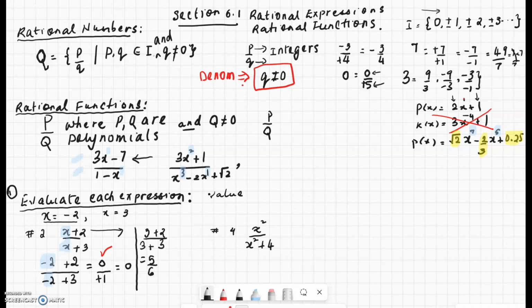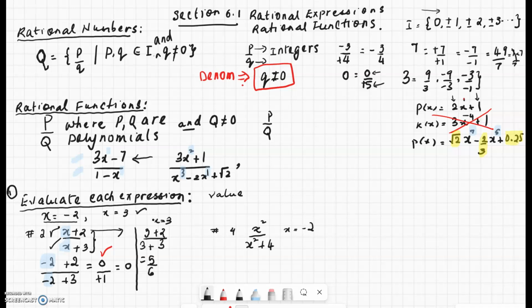So what we were given is a rational expression, a polynomial in the numerator, a polynomial in the denominator. What we're doing here is evaluating the expression, which means plug in the numbers and find the value. So when you plug in x equals 3, you get 5 over 6. And when you plug in x equals negative 2, you get a 0. Let's do the same thing here. Let's evaluate the expression. Let's do x equals negative 2 first.